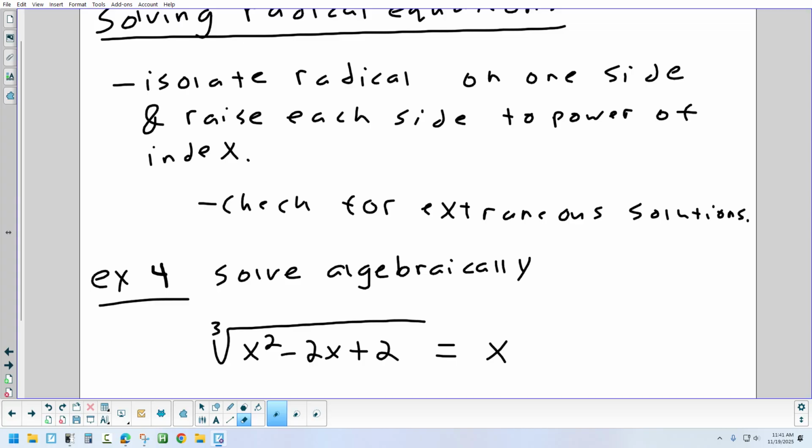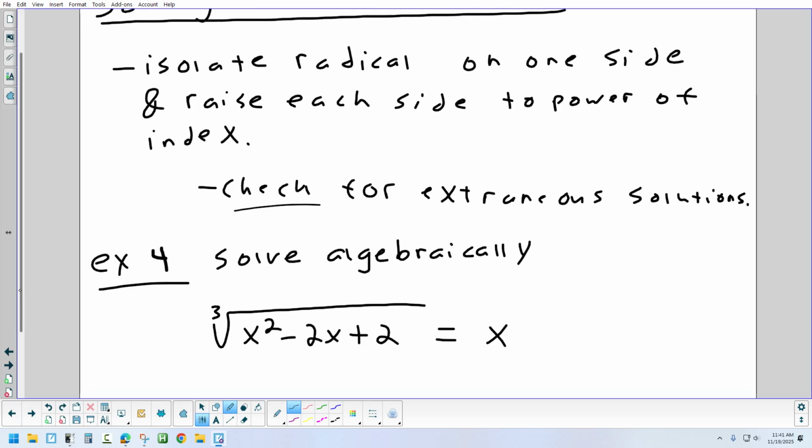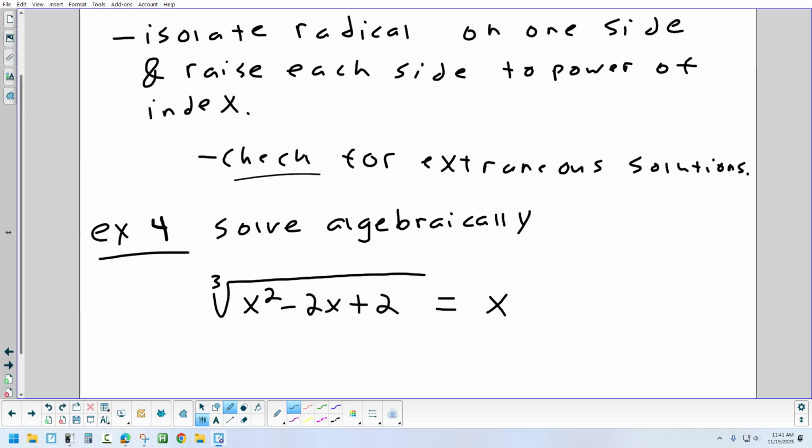Once you get a radical alone, you're going to raise each side to the power of the index. That means if you're doing a square root, you're going to raise each side to the power of 2. That's going to cancel the square root. If you're doing a cube root, you would raise each side to the power of 3 to cancel the cube root. And that's what we're going to do in this one. When you finish solving it, always double check your answer and make sure that it does work.